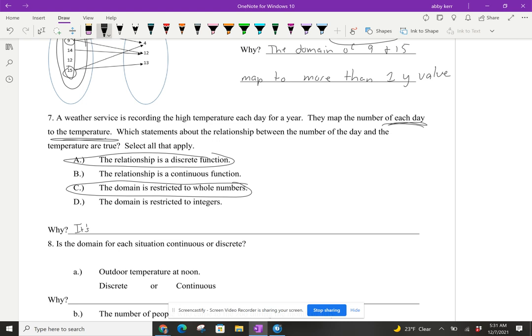And notice that I'm only talking about the domain. The domain is each day because we're talking about time. And right now, because they're recording temperature each day, it's not half a day. They're not skipping a day. It's very specific. So it's discrete, because the days can only be whole numbers.